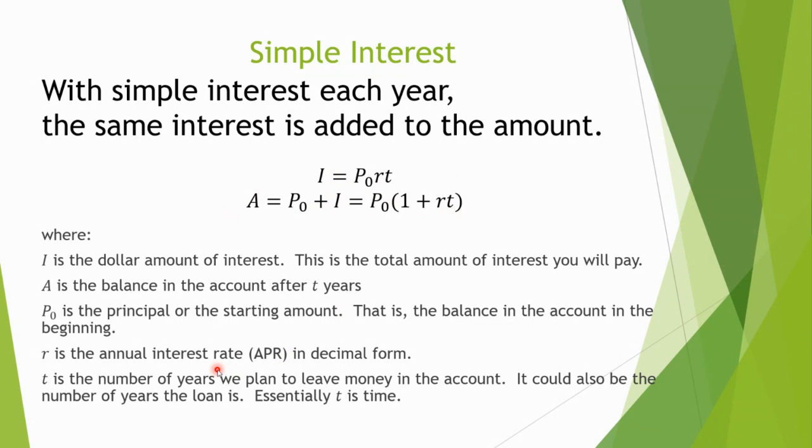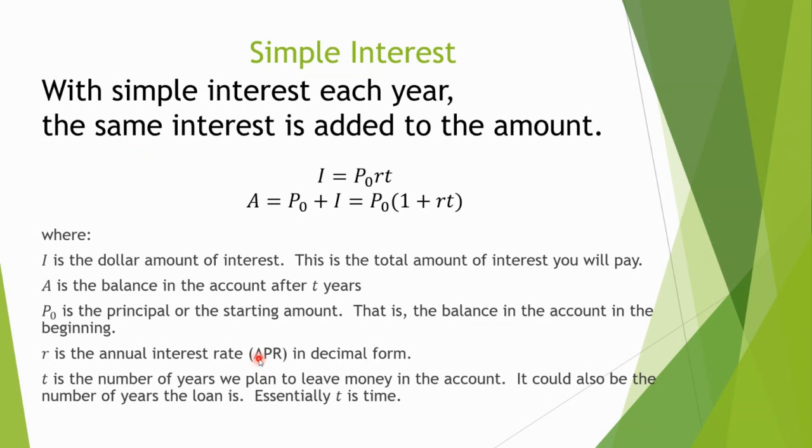You'll see in the examples, but for simple interest, you use that to calculate the interest, and that's how much interest you get each year. That's what I mean up here. The same interest is added to the amount each year, as opposed to what we'll see as compound interest, where you recalculate the interest each year using the APR, as you'll see.